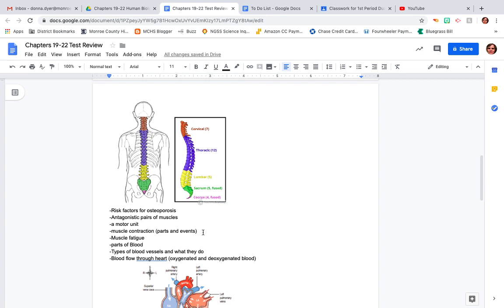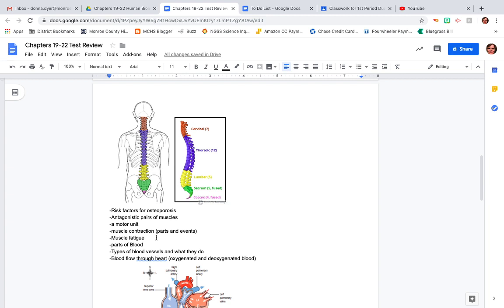Troponin moves tropomyosin away from actin's active site so that the myosin heads can bind to the active sites on the actin. The myosin heads then pivot, and this pulls the thin actin filament past the thick myosin filament and shortens the muscle fiber and causes contraction. In order to release, remember, ATP must bind to the myosin head. If no ATP is present, then the myosin heads cannot release, and this is what causes rigor mortis, or the stiffening of the muscles a few hours after death. We also need to be familiar with muscle fatigue.